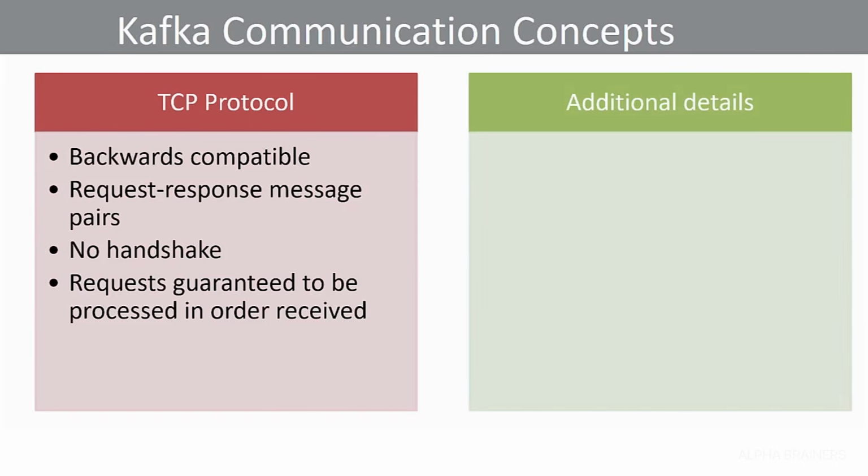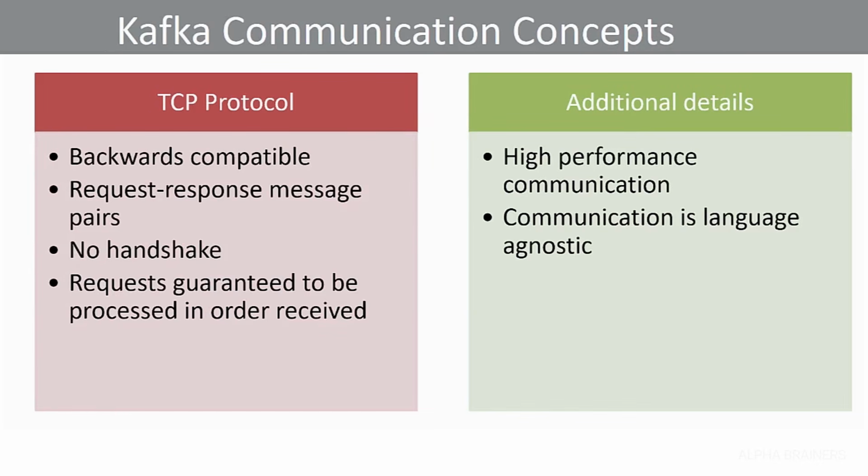Some additional details are important to know about the protocol. First of all, it is a high-performance communication. The communication is language agnostic, although you'll find that most people do use Java because there's a Java client provided. But I will point out in lesson 4, when I go through some details of the APIs, that there are plenty of other clients out there besides Java. So if you decide that you want to use Kafka in Python or Perl, or basically a couple dozen languages that support Kafka, you can use those instead.